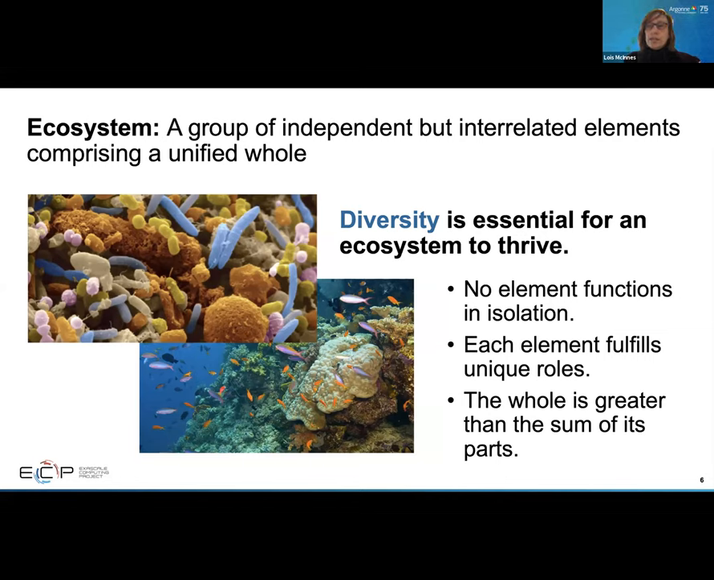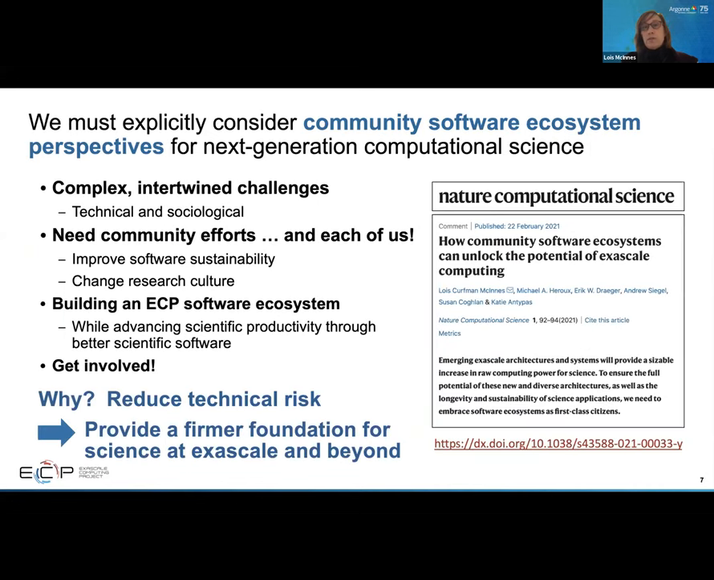So let's consider some elements of ecosystems as we think about software. In particular, no element is functioning in isolation, and the whole truly is greater than the sum of its parts. So that'll be the focus of our conversation today. We'll talk about some complicated challenges, both technically and sociologically, and community efforts worldwide that are engaged in making progress to tackle some of these issues. We'll talk about ways that each of us can get involved with those activities.